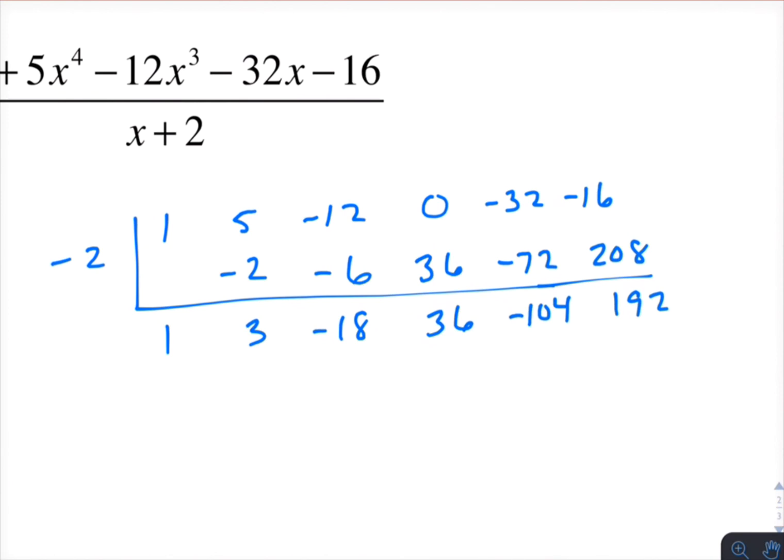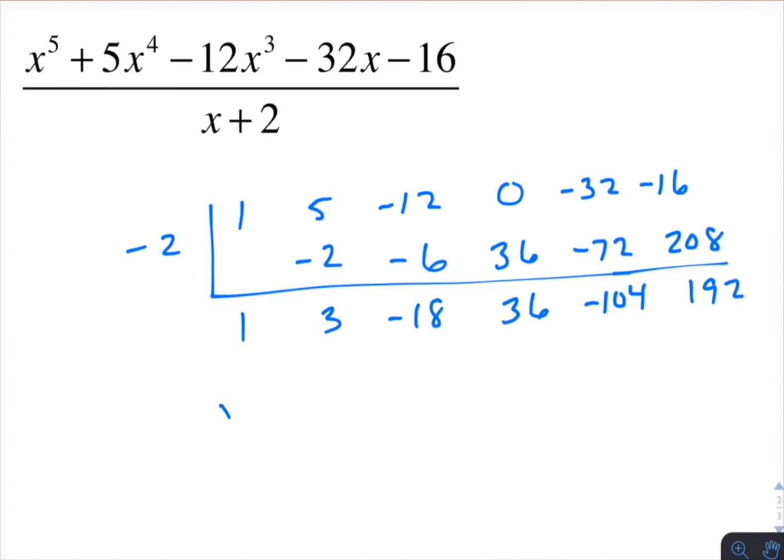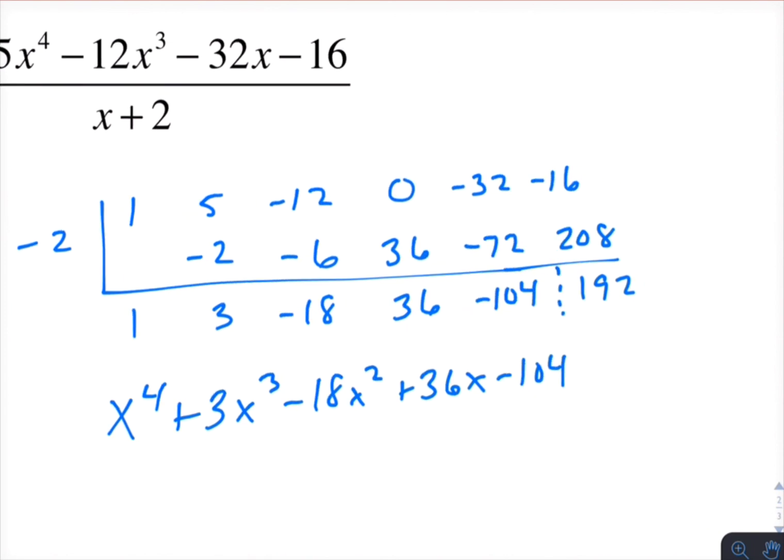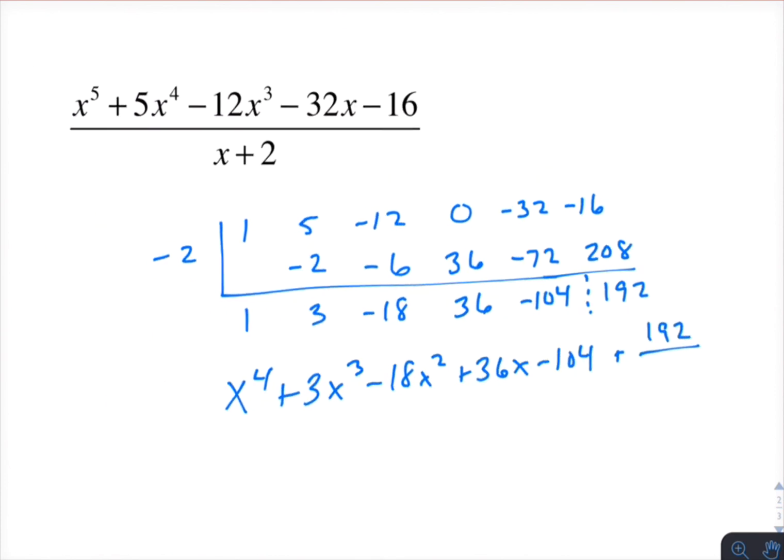as the remainder. So we started with x to the 5th, so we have x to the 4th plus 3x cubed minus 18x squared plus 36x minus 104, and then a remainder of 192 over x plus 2.